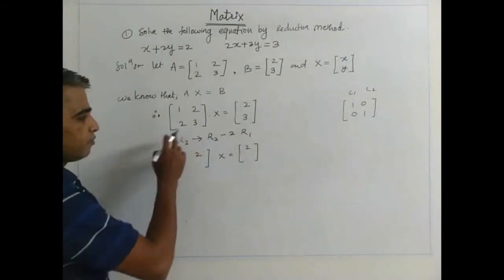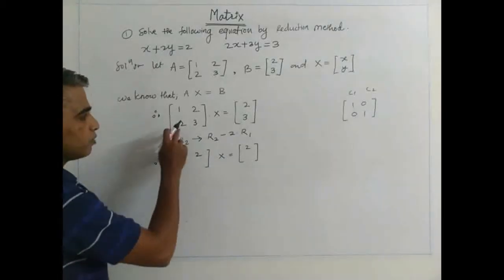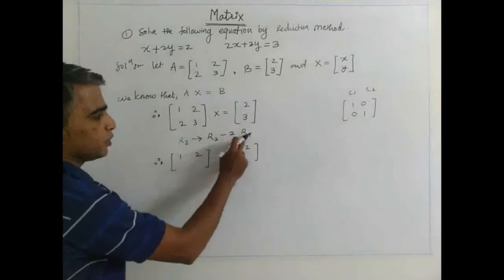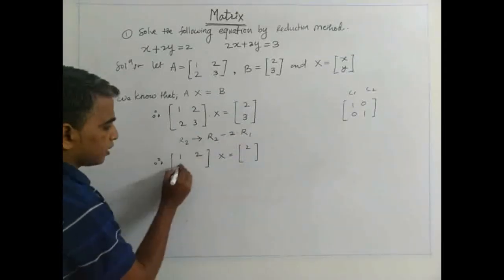Now start finding the values one by one. In the first column the R2 value is 2 and the R1 value is 1. So 2 minus 2 into 1, that is 2 minus 2. The result is 0.